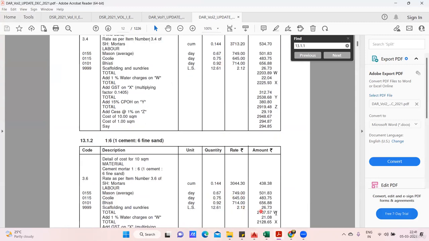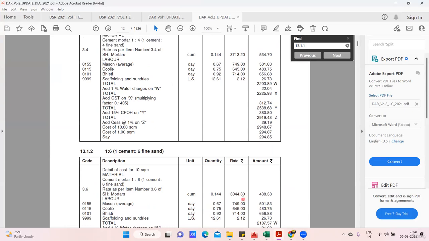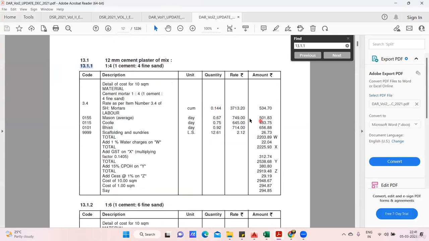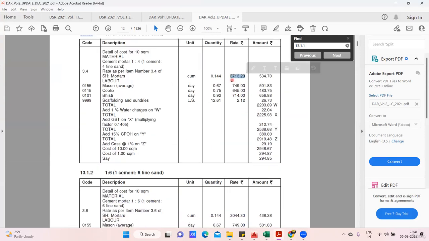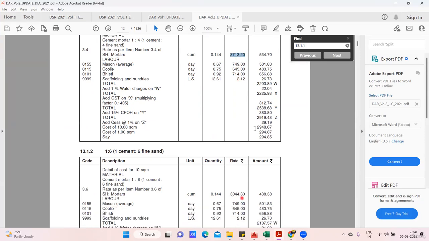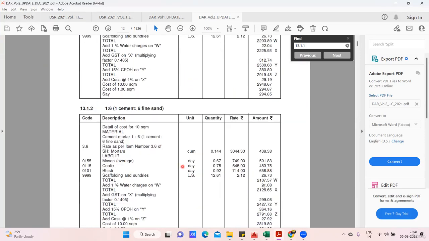Whatever amount you can see, up to here, the amount is the same. Okay. The only thing where the changes will happen is the mortar quantity. Here 1:6 mortar, so obviously the rate will come down. 1:4 mortar is a rich mortar, so here the cost will go up. So 3713 and 3044, this is the difference where it comes. Rest all remains the same.